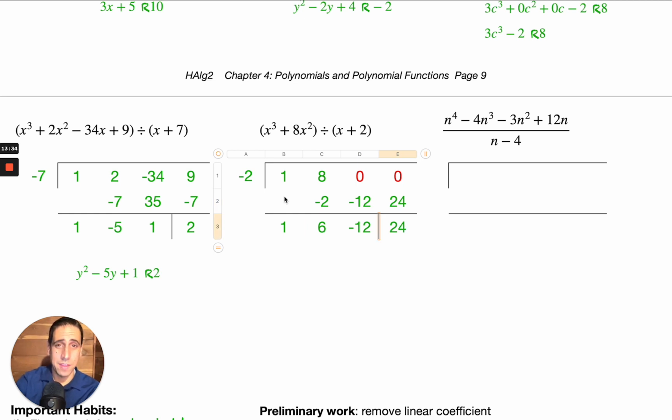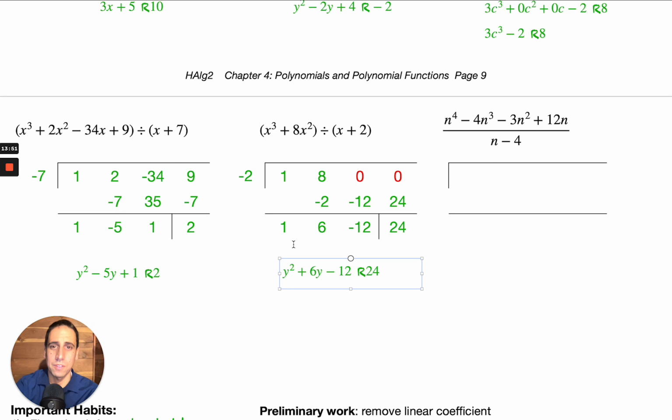Remainder line, and then we get here, you can see the remainder is going to be 24. This is going to be constant, linear, quadratic. Exponent of 0, exponent of 1, exponent of 2. We could have predicted that by saying x cubed divided by x is x squared as our first term. Oh gosh, why did I write y's again? That's terrible. It should be x squared plus 6x minus 12 with a remainder of 24.